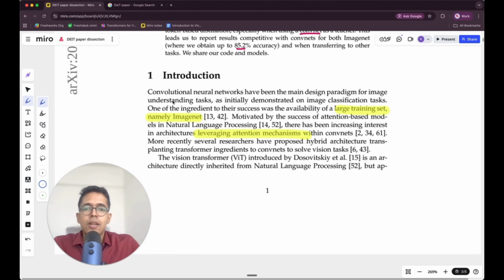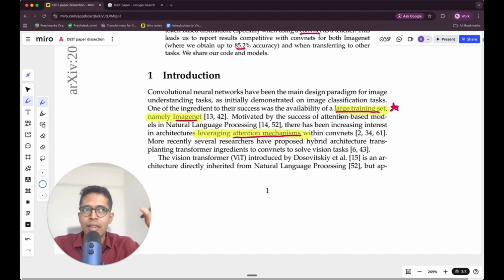Introduction. CNNs have been the main design paradigm for image understanding tasks, as initially demonstrated on image classification tasks. One of the ingredients to their success was the availability of a large training set. Of course, the ImageNet dataset was considered to be large at that point. Motivated by the success of attention-based models in NLP, there has been increasing interest in architectures leveraging attention mechanisms within ConvNets. So attention was not part of CNNs until the attention mechanism came into the picture, and then slowly people tried to introduce attention within convolutional neural networks.